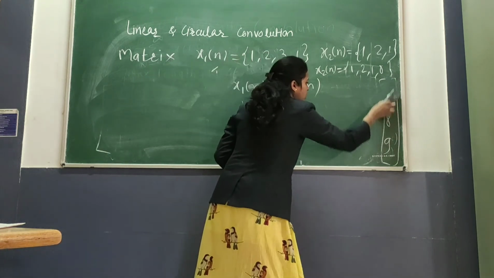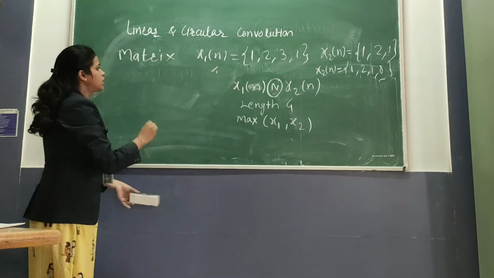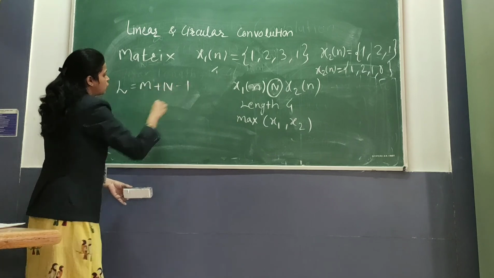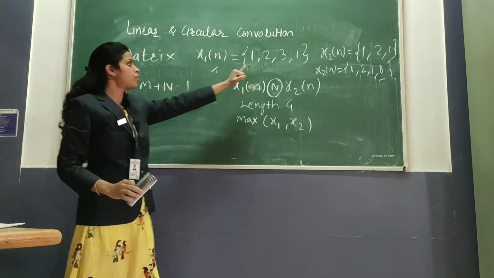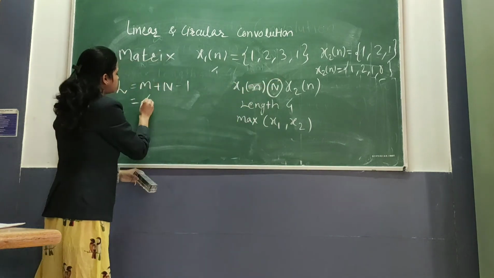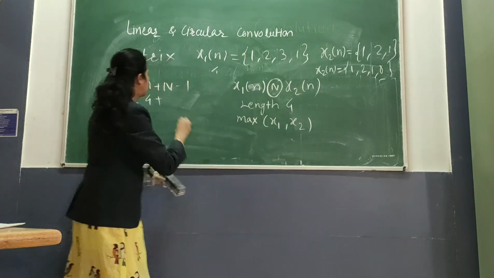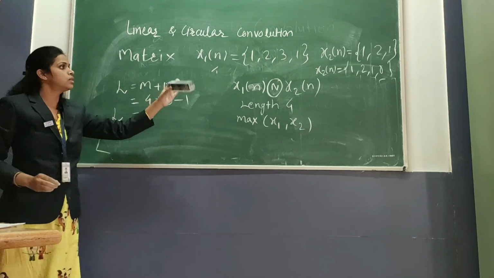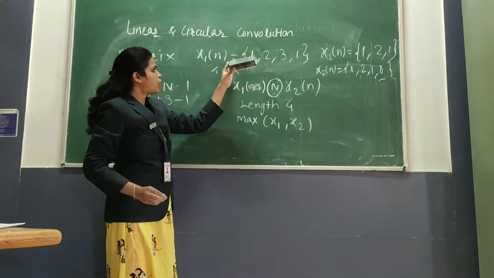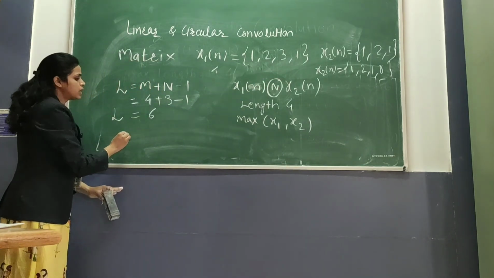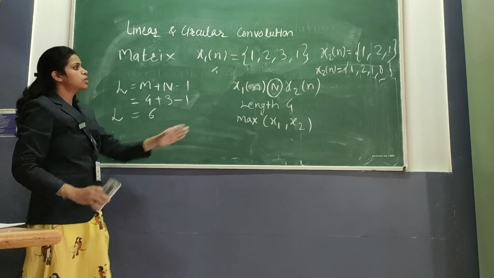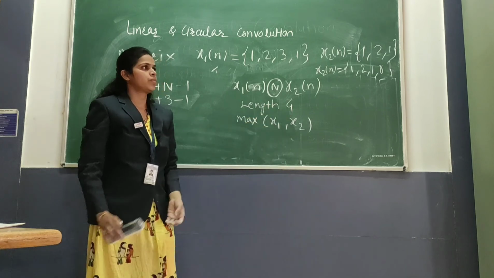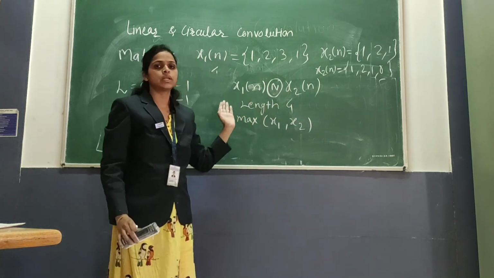But for linear convolution, the length is calculated as L equals m plus n minus 1. Here m is the length of the x1 signal, that is 4, and n is the length of the x2 signal, that is 3, minus 1, that is 6. So after solving the same example, for linear convolution the length will be 6, meaning we will get 6 elements in the linear convolution signal, and for circular convolution we will get a length of 4. This is the basic difference between circular convolution and linear convolution.